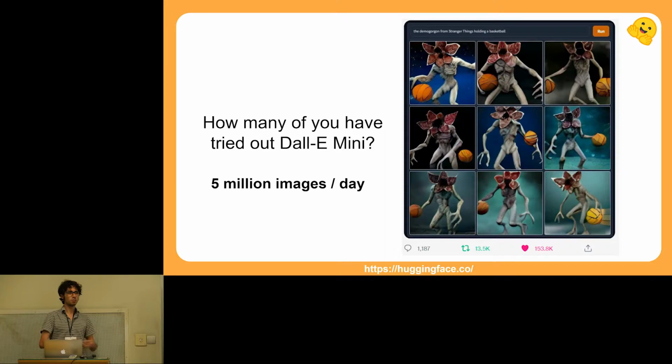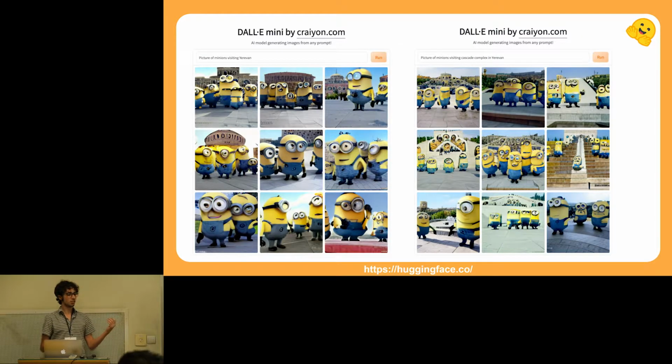So this was an example of a nice demo that was created for DALL-E Mini, and in the last 2 months, since June, we have been receiving over 5 million requests for new images every day. So it's quite wild how viral these demos can become. These were images I created just this morning. The first one is a picture of minions visiting Yerevan, and the second one is a picture of minions visiting the Cascade complex in Yerevan. Again, these are completely generated. It's not that there's a system or a database behind this.